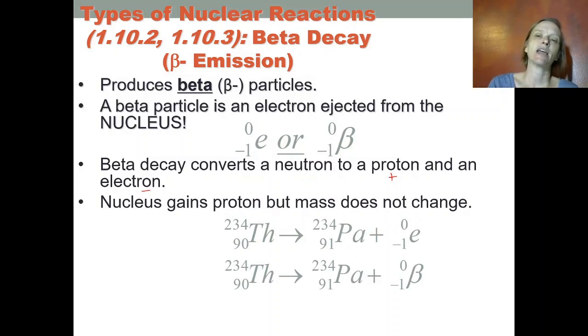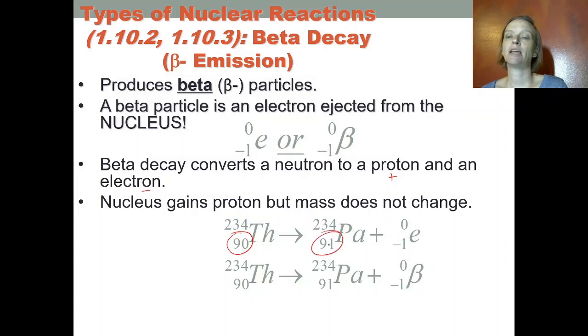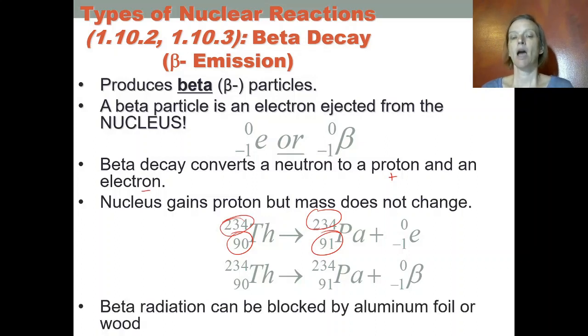In effect, with beta decay, what happens is the nucleus gains a proton, but the mass doesn't change. So here we've got thorium, and we're releasing a beta particle, and the proton number increases because of this beta emission, but the mass number does not change. So that's beta decay. Beta radiation can be blocked by aluminum foil or wood. So it takes a little bit of a thicker or stronger barrier to actually block beta radiation than it does alpha radiation.